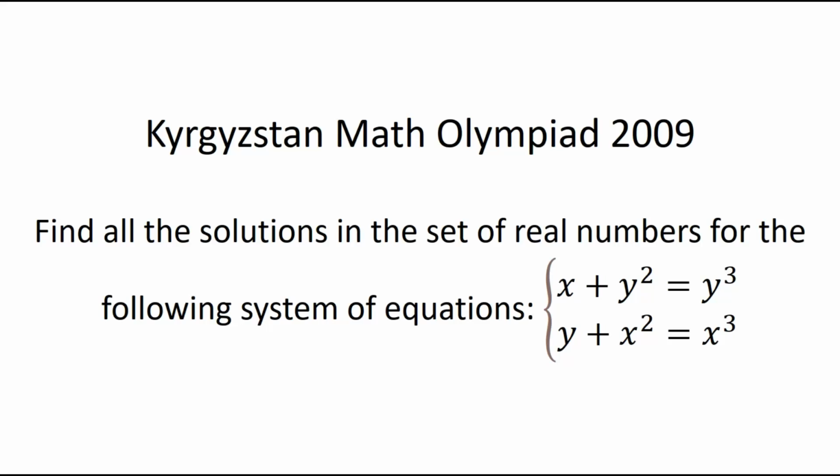So from this Kyrgyzstan Math Olympiad of 2009, we have selected the problem. Find all the solutions in the set of real numbers for the following system of equations. x plus y squared is equal to y cubed, y plus x squared is equal to x cubed. Please pause the video, try to find the solution, and let's compare our solutions at the end of this video.